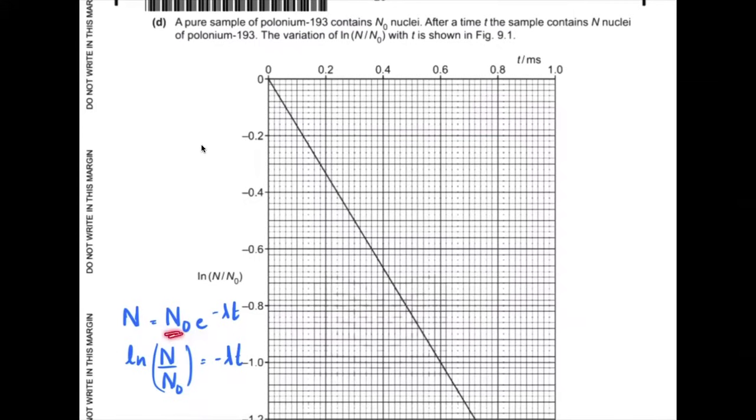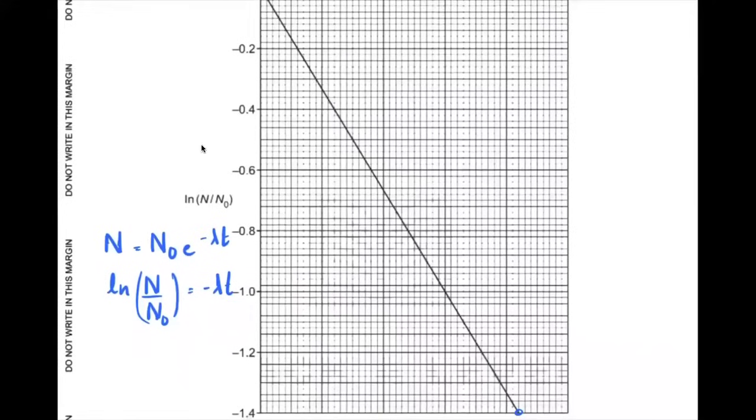So N equals N naught e to the negative lambda t. Again, I take ln's. So ln N over N naught equals minus lambda t. This is basically what's on my y-axis. Time is what's on my x-axis. So the gradient is negative lambda. Right? This is stuff you should be doing as you go along. This should be naturally coming to you, because believe me, it will be tested in the later parts, and then you won't be taken by surprise by the question.